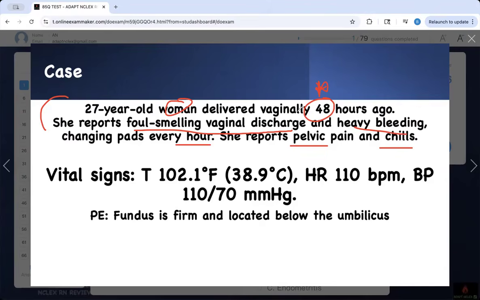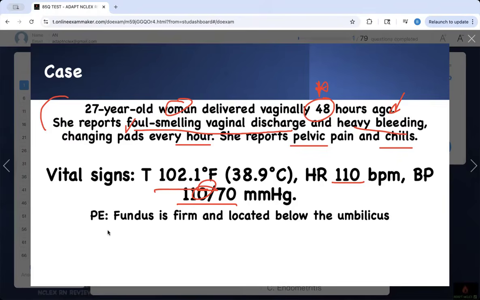This is the way you can analyze a case study. You have temperature is high, tachycardic, but blood pressure is borderline normal. If I think bleeding is the problem, you have hypotension. That should trigger you that this is not something about bleeding. It's something else. Focus on the foul smelling. This is a classic NCLEX case study.